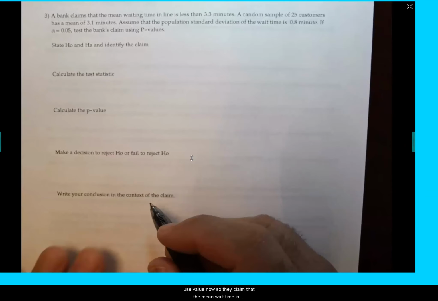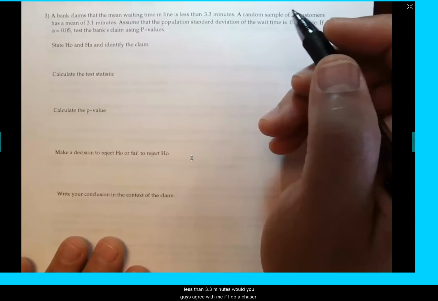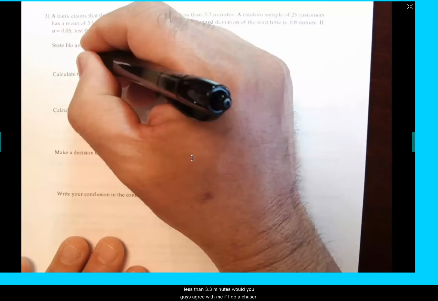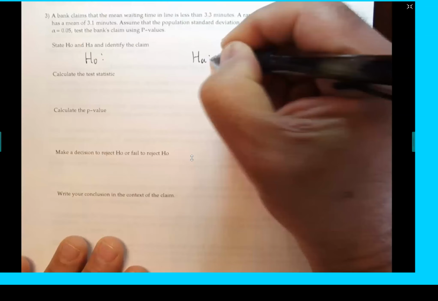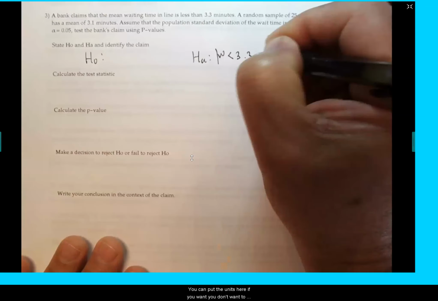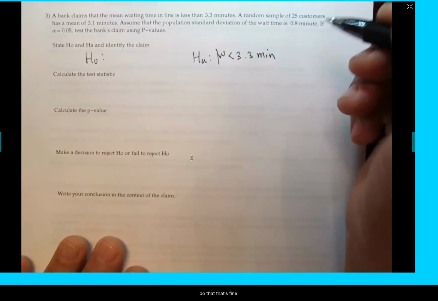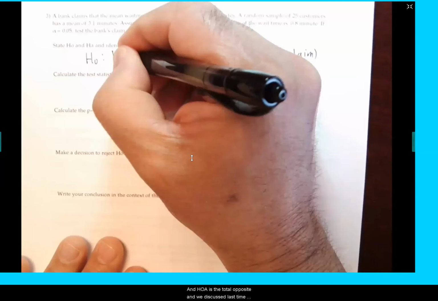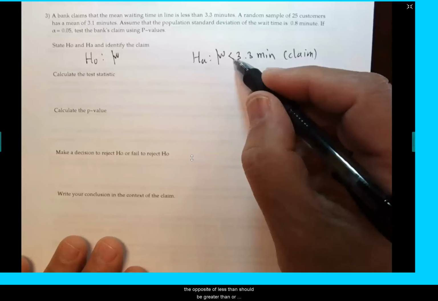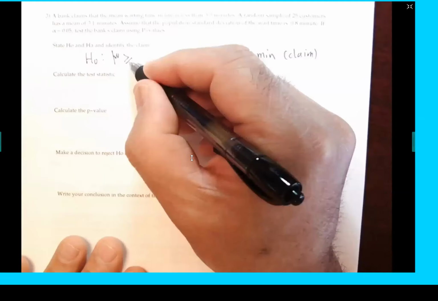So they claim that the mean wait time is less than 3.3 minutes. Would you guys agree with me if I do HA first? Less than 3.3 minutes. You can put the unit here if you want. If you don't want to do that, that's fine. And H0 is the total opposite. We discussed last time, the opposite of less than should be greater than or equal to. You must have equality in H0.